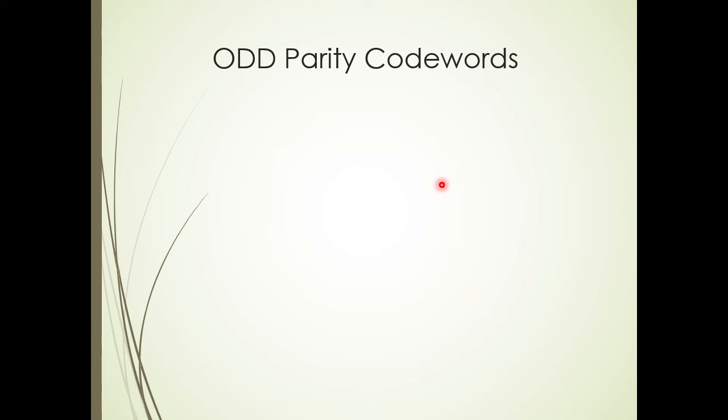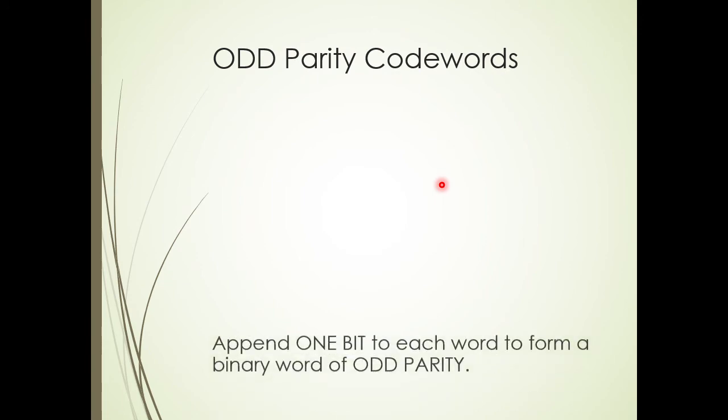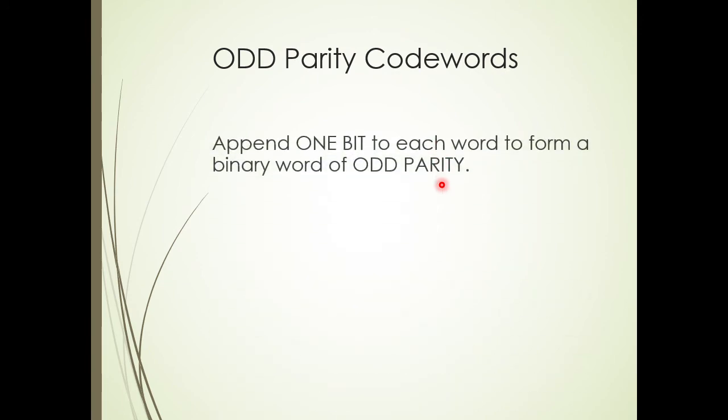Let's try another example. Suppose that the sender and the receiver agreed on using only odd parity. Here are the initial code words. So what bits should we append here so that we produce a code with odd parity? For the first one, we append 0. For the second one, we append 1. And for the third one, we append 0.